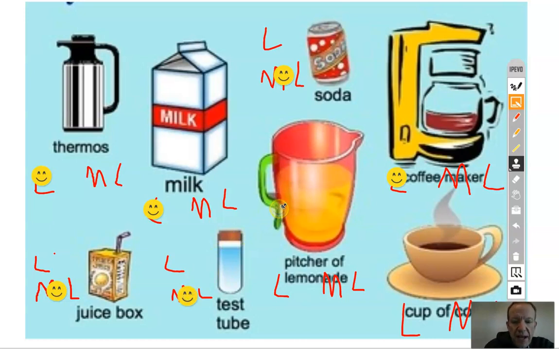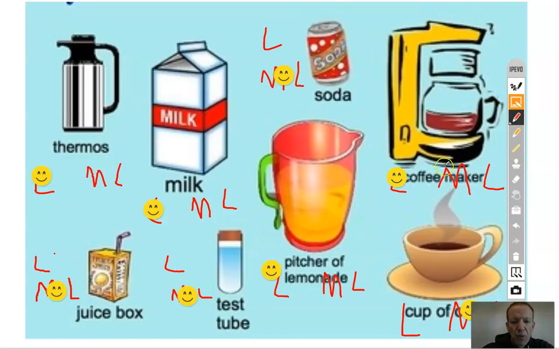Now we have a bigger size pitcher of lemonade. Would that be considered as liters or milliliters? Very good if you said liters. And what about a cup of coffee? Would that be liters or milliliters? Very good if you guys said milliliters.